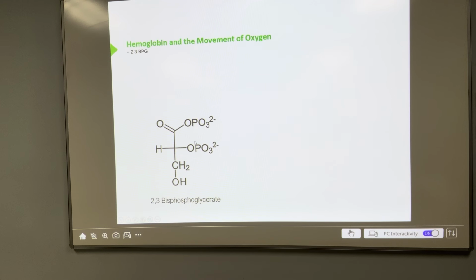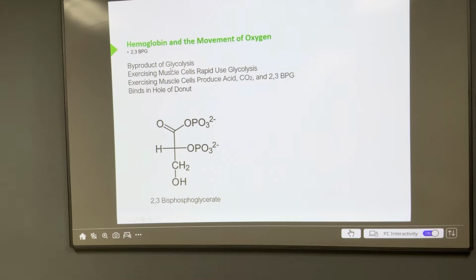The more 2,3-BPG we have, the more oxygen hemoglobin is going to give. The more hard it is, the more oxygen hemoglobin will give. The more acidic it is, the more oxygen it will give. The more stressful things are, the more oxygen is going to be unloaded from hemoglobin. So 2,3-bisphosphoglycerate is a product of glycolysis, produced in muscle cells experiencing rapid use of glycolysis, and it is going to bind in the donut hole. So this 2,3-BPG and carbon dioxide are going to bind hemoglobin, and oxygen is going to leave, which was what we need.